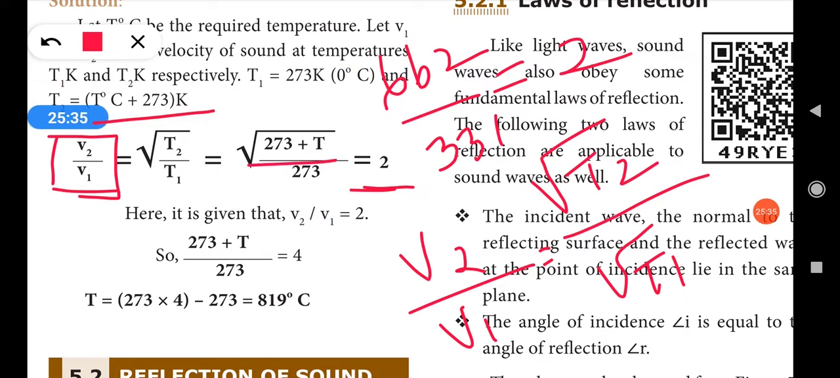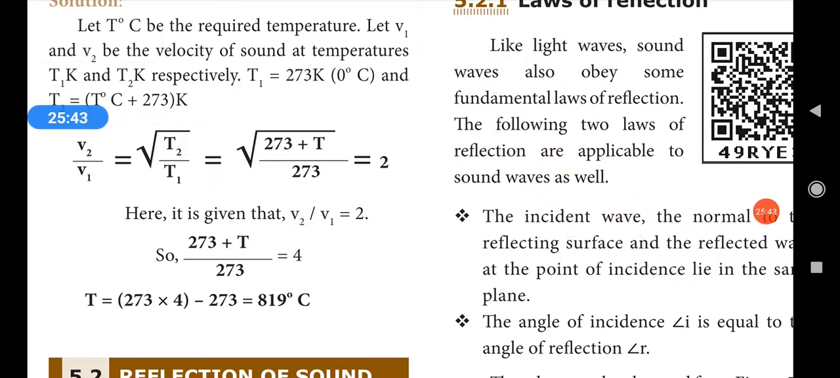And T1 we know. So what is T1? 0 degree Celsius, that is 273. That is equal to 2, because what we need is double the value, right? So that is why they have put 2 here. If you work this out directly, you will not get 2, so you should not get confused. V2 divided by V1 should be 2, because the velocity should become double the value.